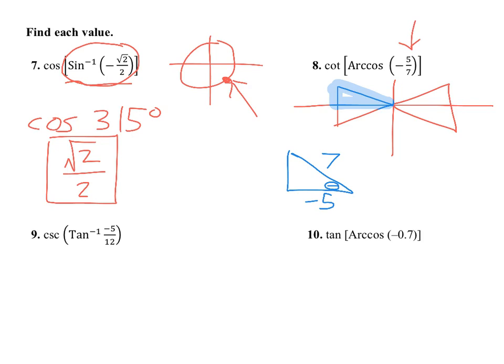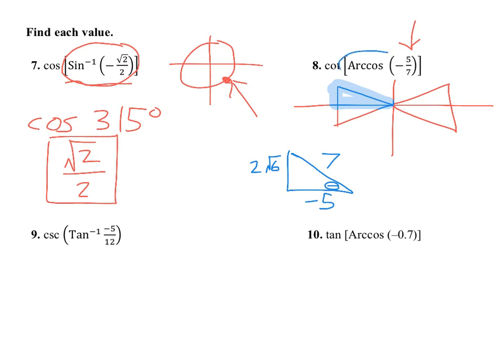7 squared is 49, negative 5 squared is 25. So what would this other side have to be? This would have to be radical 24. So that's 2 rad 6. So I did that pretty quickly. You should know how to do the Pythagorean Theorem. So you get 2 rad 6 is the opposite side.